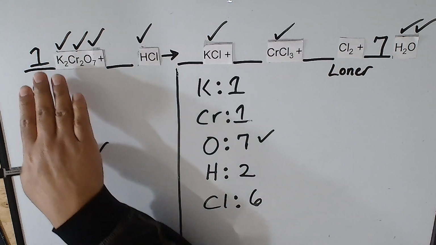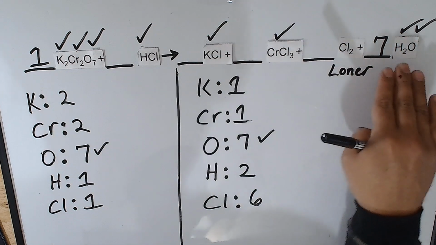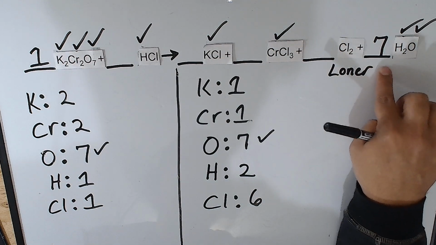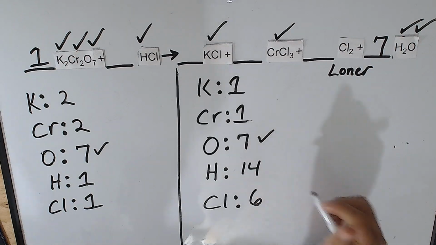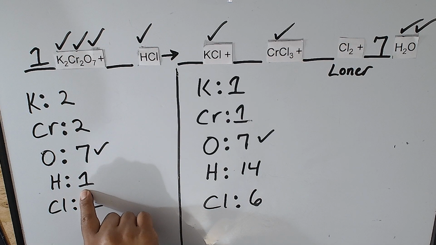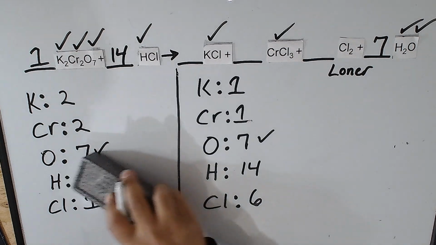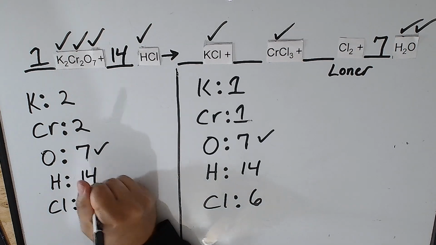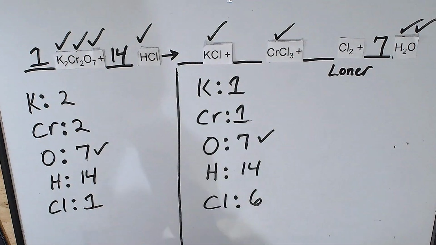Now, I'm not going to continue here yet. I'm going to continue here because this 7 is going to produce a bigger change. So 7 times 2 gives me 14 hydrogens. So if I have 14 hydrogens here, I need to have 14 hydrogens in the reactant side. So I'm going to write a 14. And at this point, we have the coefficients that we need in the reactant side.